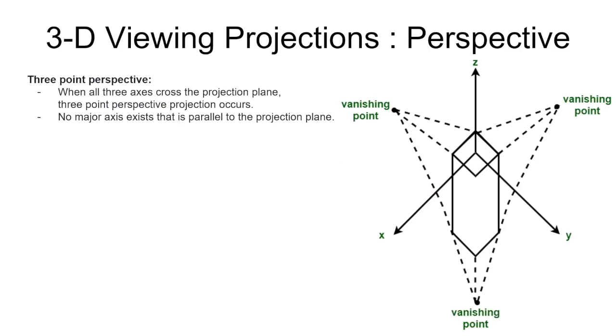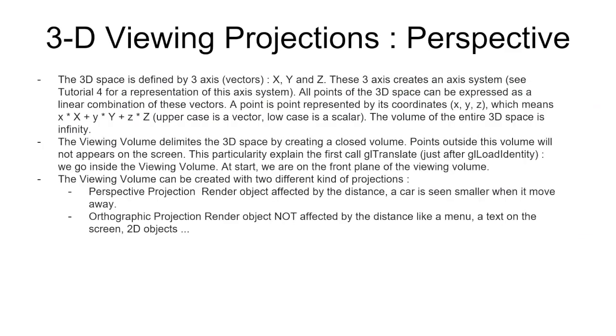Here there are three vanishing points when all three axes cross the projection plane. Three-point projection occurs when no major axis exists that is parallel to the projection plane. So here we have three vanishing points.